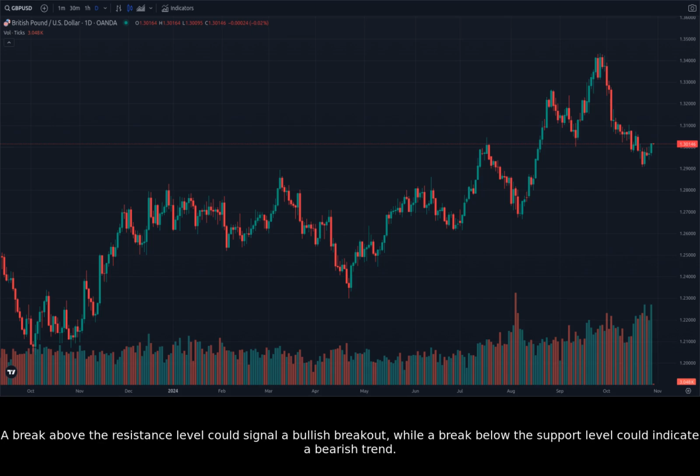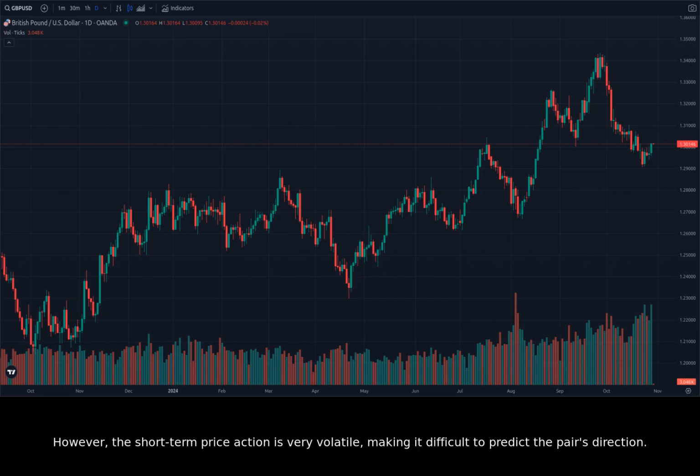A break above the resistance level could signal a bullish breakout, while a break below the support level could indicate a bearish trend. However, the short-term price action is very volatile, making it difficult to predict the pair's direction. As traders, we need to be patient and wait for a clear signal before entering any trades. Remember to always manage your risk and use stop-loss orders to limit potential losses.